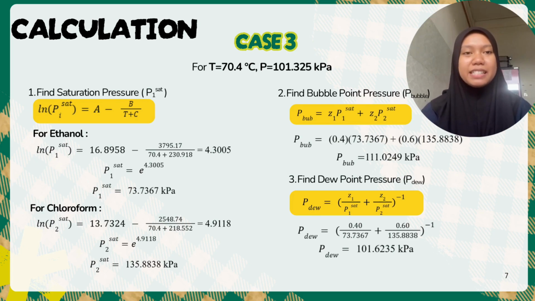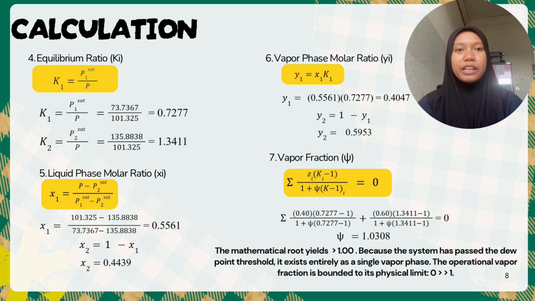For case 3, pressure and phase boundary, we push the temperature to 70.4 degrees C. The system dew point is calculated to be 101.6 kPa. Since our operating pressure is now below this threshold, the system is actively exiting the two-phase region. So K value and vapor fraction: here the Rachford-Rice equation yields a mathematical vapor fraction of 1.03. Because a physical fraction cannot exceed 100%, we bound this value to 1, signifying complete vaporization.